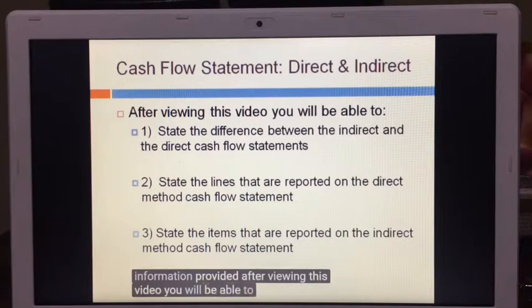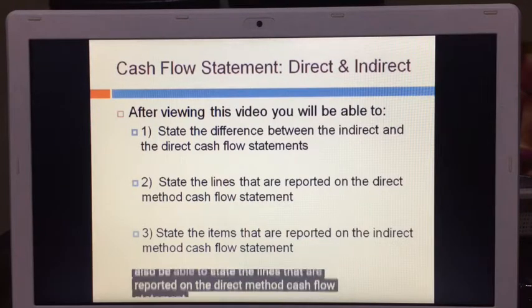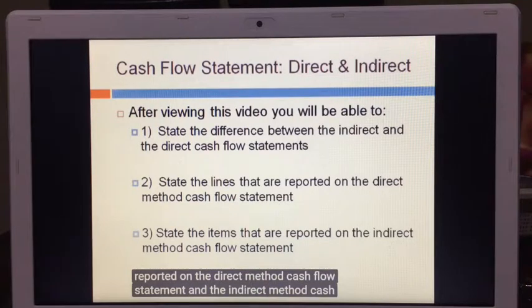After viewing this video, you will be able to state the difference between the indirect and the direct cash flow statement. You should also be able to state the lines that are reported on the direct method cash flow statement and the indirect cash flow statement.